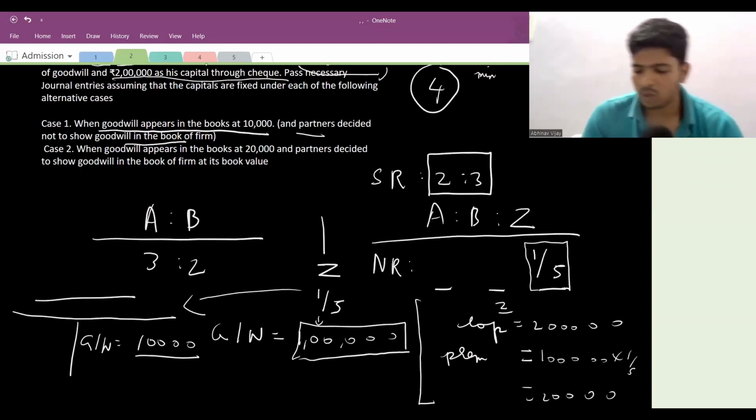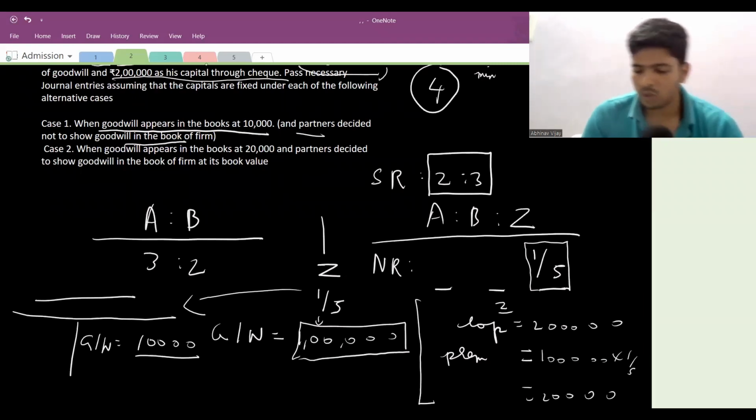Now, case 2 is where the question is a little different. Here they say everything is the same. Only thing that's different is the goodwill that was appearing in the books for 10,000 before, now it appears for 20,000. And also that 20,000, partners decided to show the goodwill in the books at its book value.